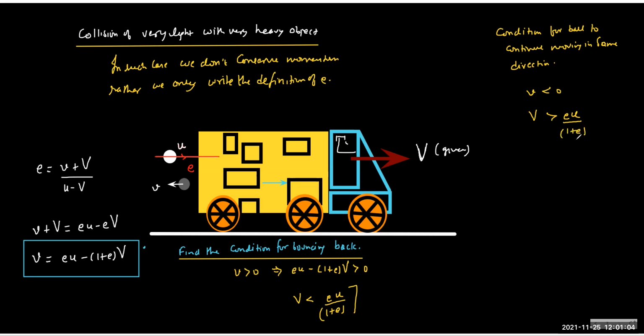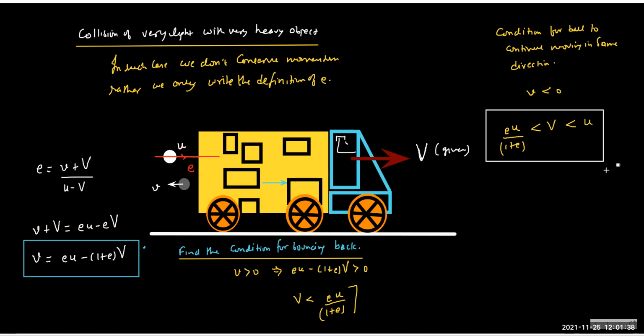But there is one more condition. It should be more than this value, but it must be less than u. Else it will never hit it. That's the problem. So the right way of saying the same is the value v should be more than u by 1 plus e, but still it should be less than u. Else it will never hit first. So the condition of hitting will be failed, right? So the ball can hit the truck only when the ball is moving faster than you. So it gives you the range of values which you can take for the truck.